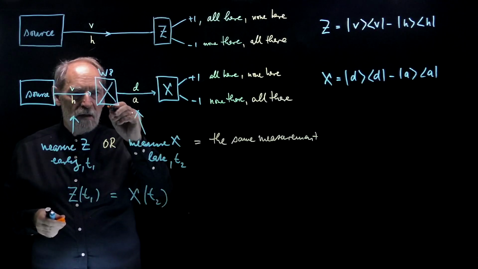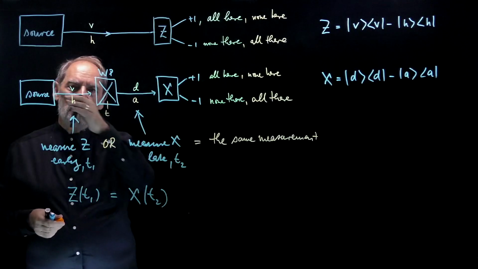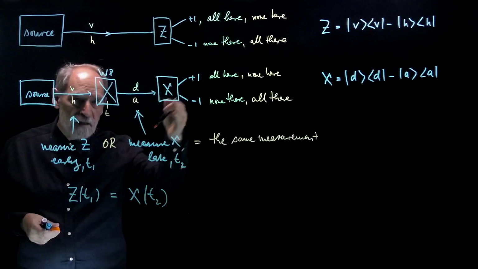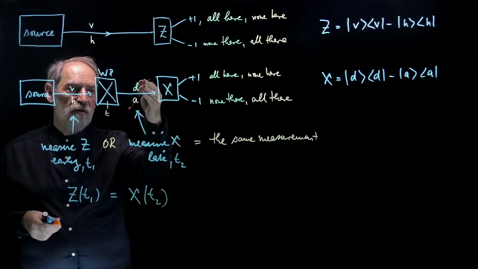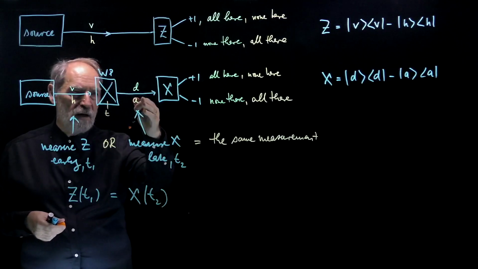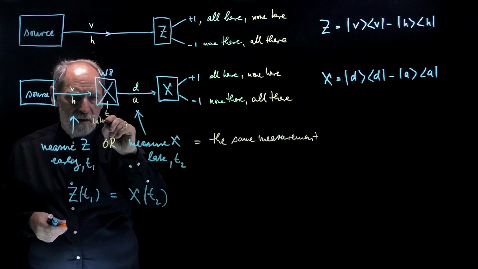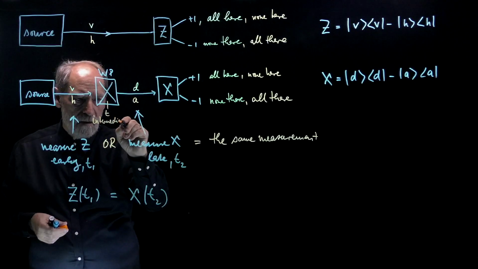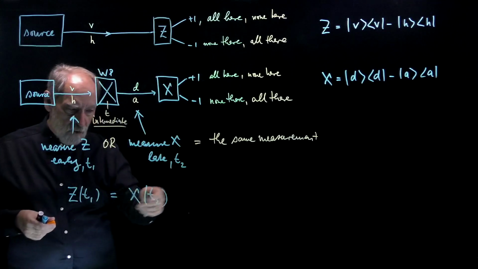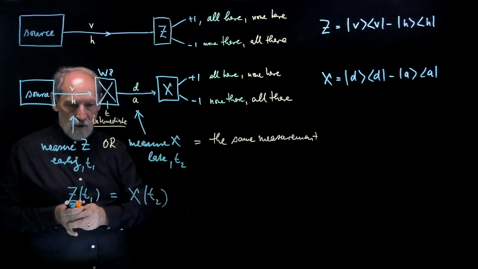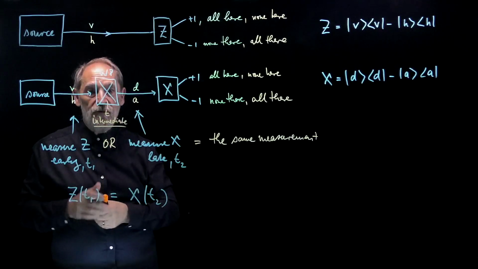So at an intermediate time t, say, while the photon is converted from vertical to diagonal, from horizontal to anti-diagonal inside the wave plate, at an intermediate time, there should also be a state of affairs that is described by operators that refer to this time.